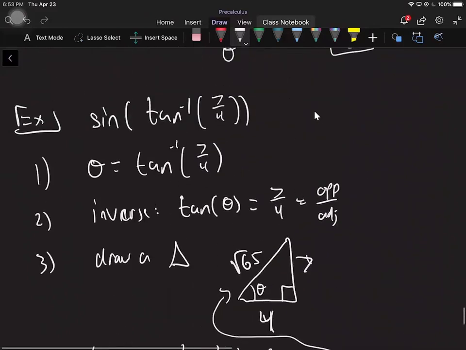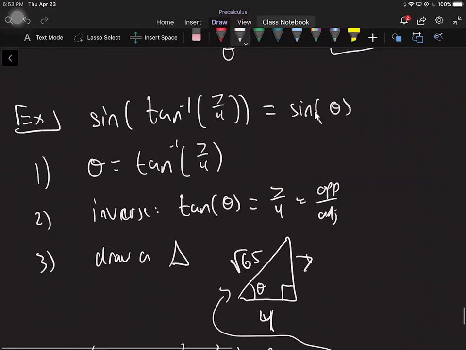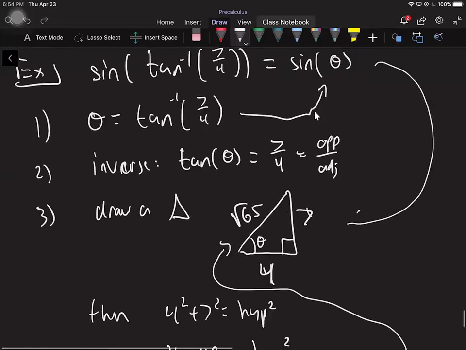Well, first I've got to change the question. What am I really looking for now? I'm looking for sine of, and this whole inside thing is actually just theta. Okay, so that means I'm looking for sine of theta on this triangle. So what is sine of theta on this triangle? Opposite over hypotenuse. That's it.